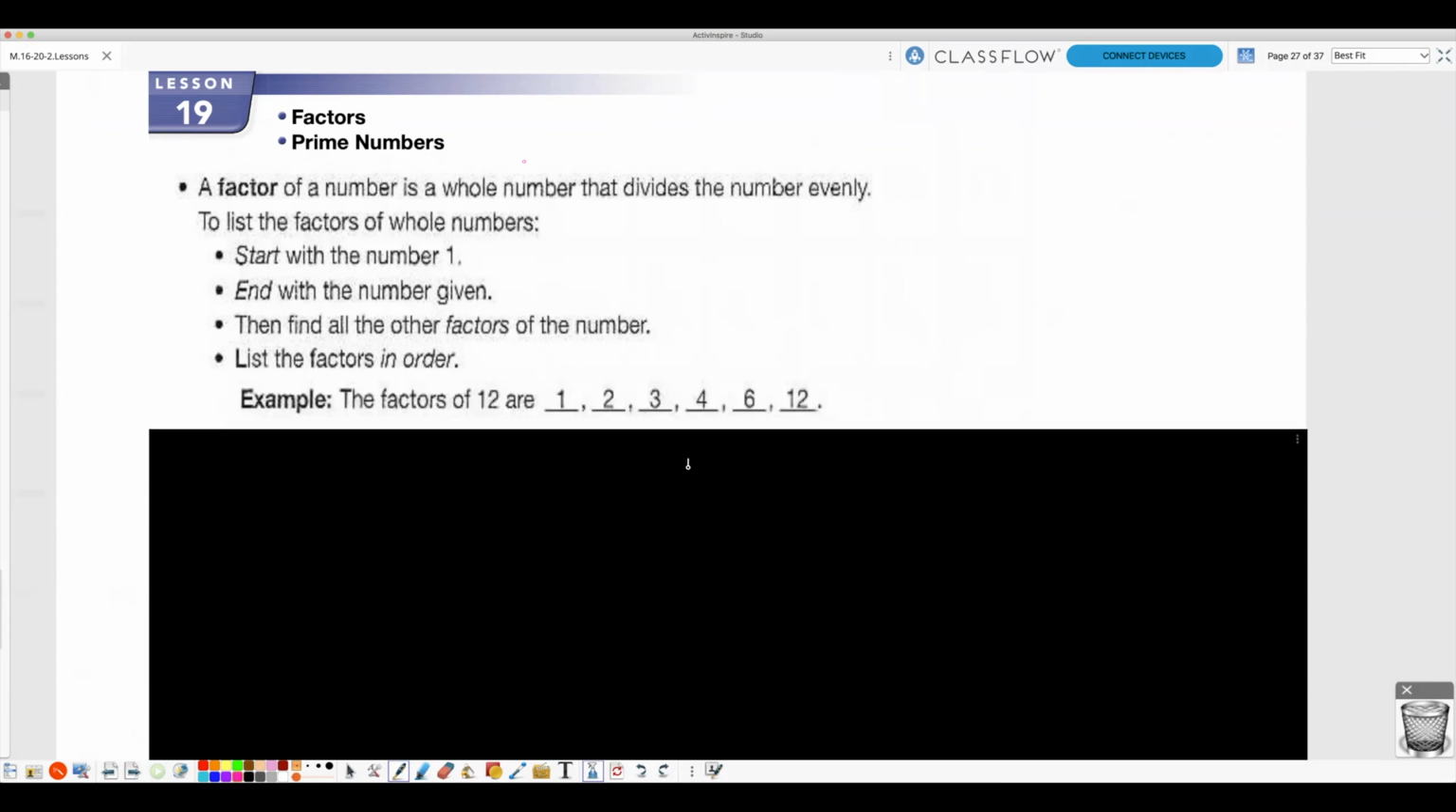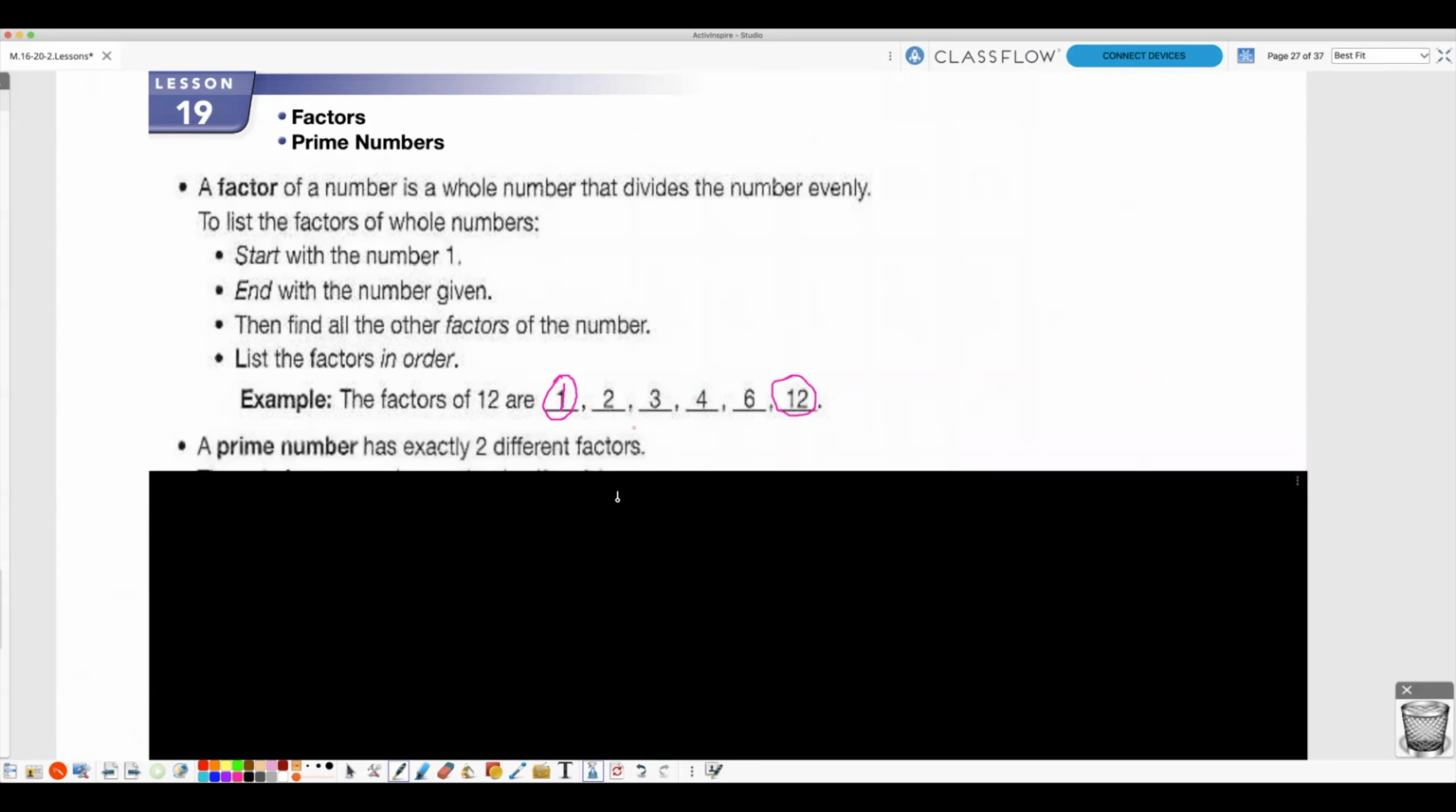So for example, the factors of 12. We would start with 1, and I like to start with 12. So 1 and 12, and then work my way into the inside. I know that 2 would go into 12, and 2 times 6 gives the two factors that work to make 12, and 3 times 4 makes 12. There's nothing else in the middle of 3 and 4, so those are the factors.